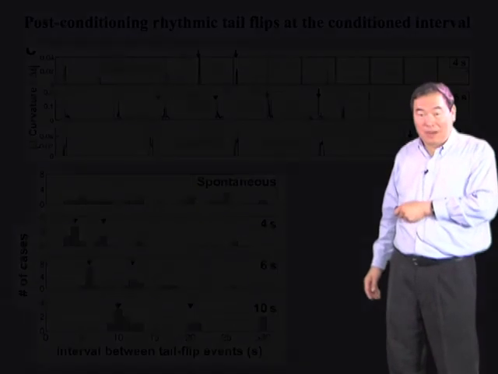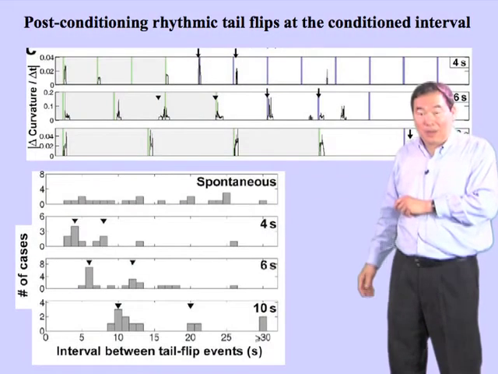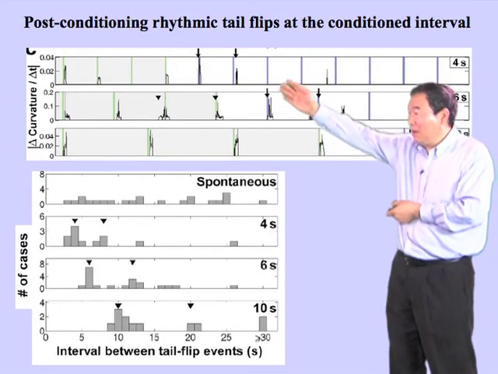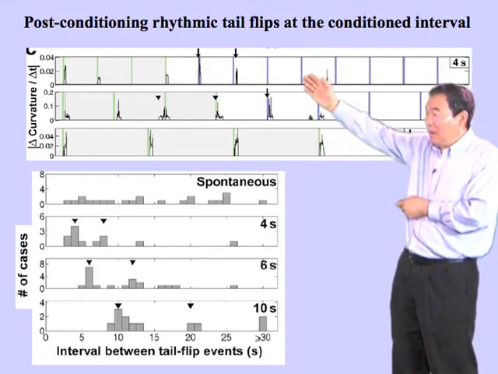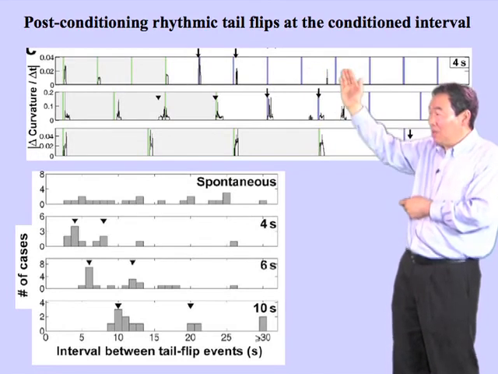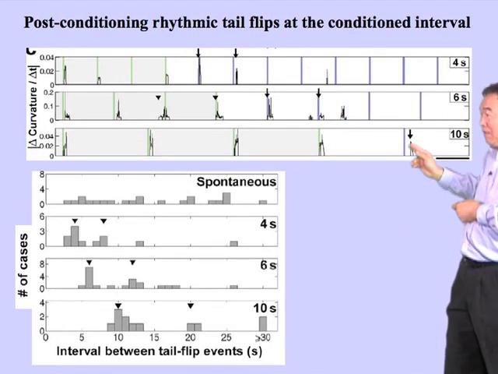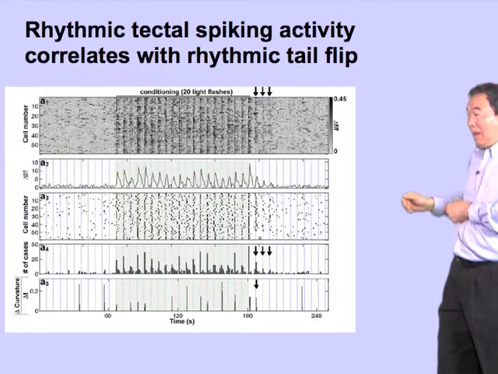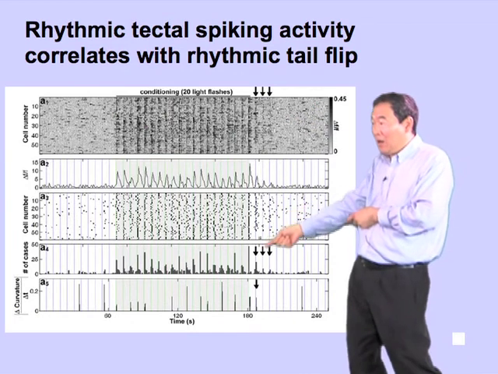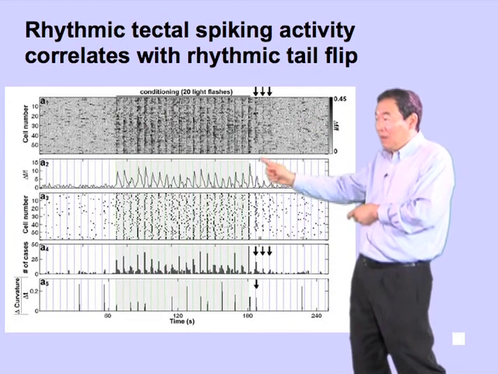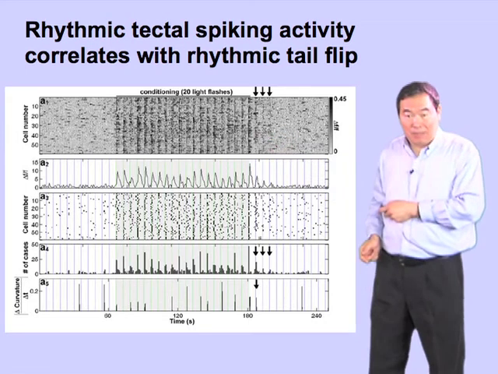So there's a reason for this memory, for their escape behavior. It might be useful in their natural environment. Finally, this is the post-conditioning: the tail flips also occur at the conditioning stimulus. Depending on the conditioning stimulus, they flip at the right time. And the tail flips have a high correlation with the calcium signals recorded in the tectum.